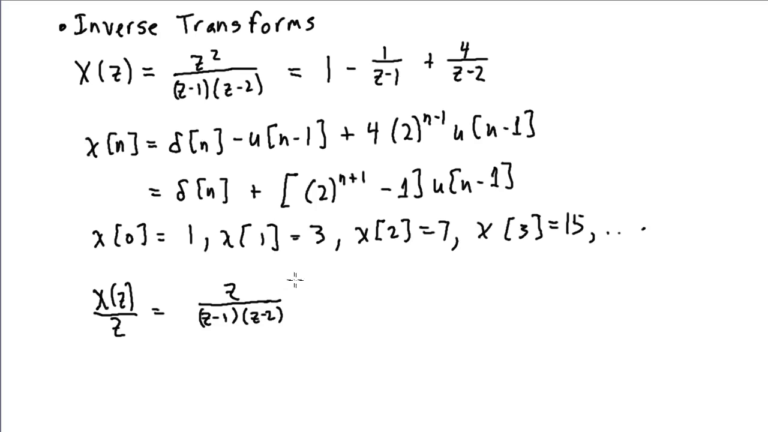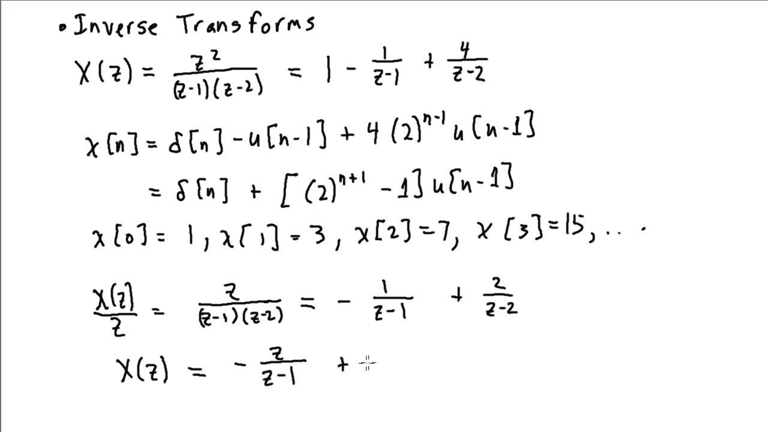And notice this is already in proper form. It's going to have a different expansion. This will be minus 1 over z minus 1 plus 2 over z minus 2. Now, I don't want the inverse transform of x of z over z. I want the inverse transform of x of z. So after doing the partial fraction expansion on x of z over z, I'm going to multiply both sides by z to get an expansion where I have z terms in the numerator.